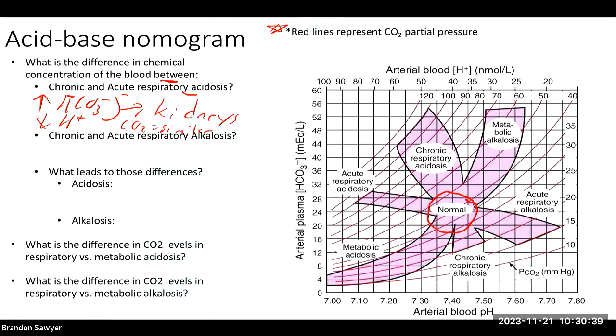So it's CO2 equals similar, decrease in the bicarb, increase in the hydrogen. Again, that's caused by the kidneys doing their compensatory help. Okay, questions on that?